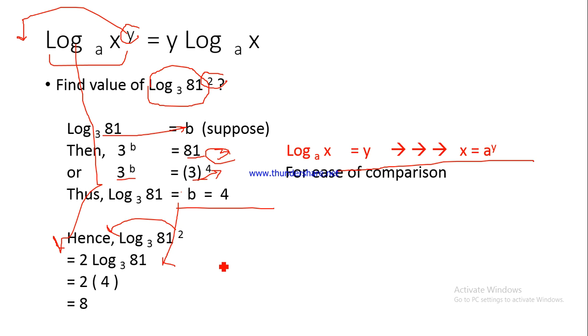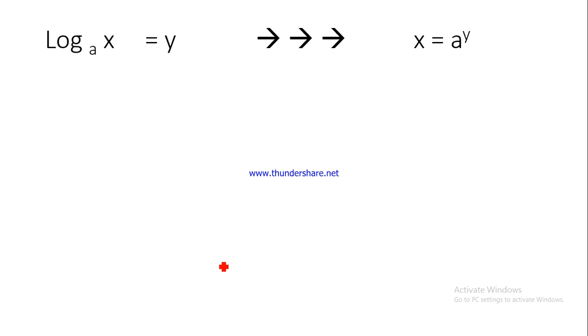Up till now we have discussed the 4 properties. A slightly different property we are going to discuss now. Find the value of log 7 base 7. Now this very property that we had used in the last 2-3 problems, we are going to make use of it to find out the value of log 7 base 7.